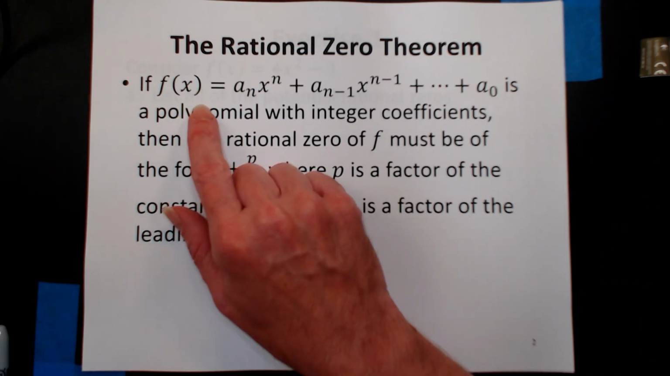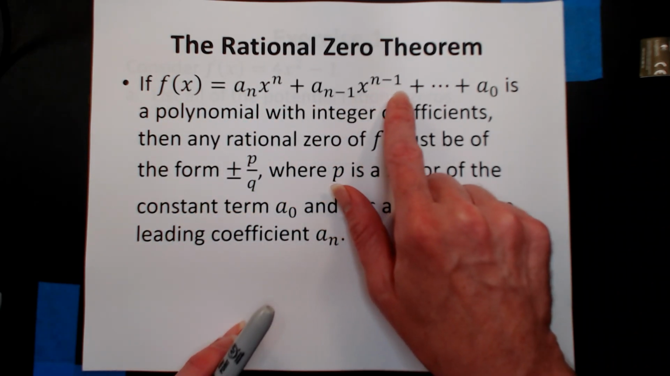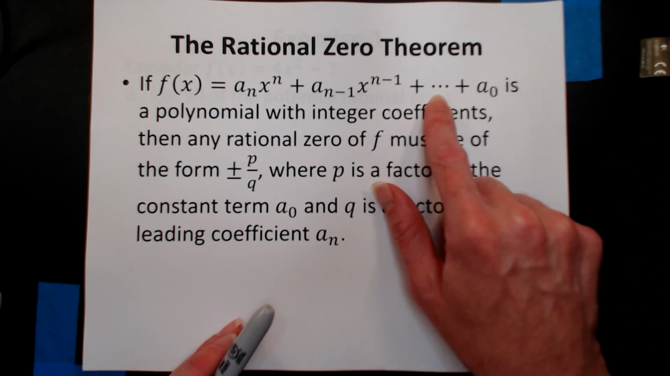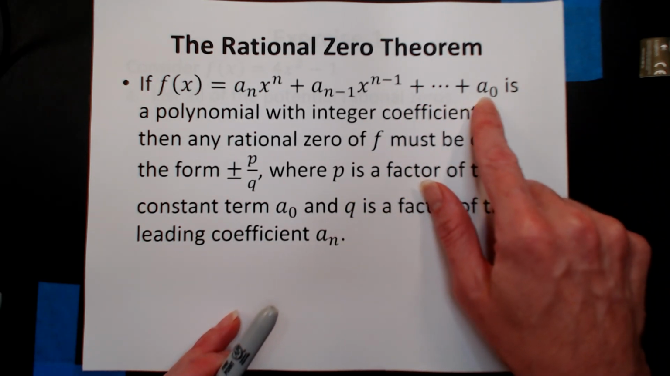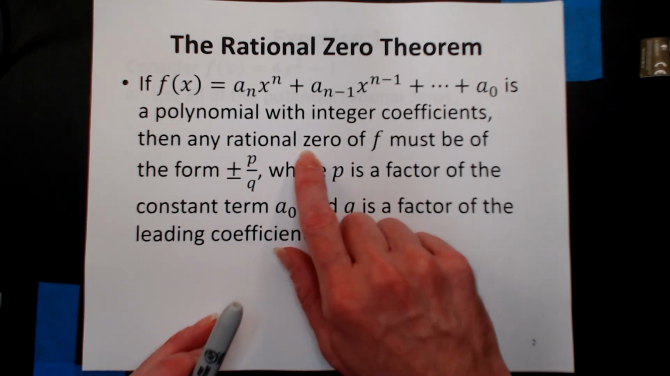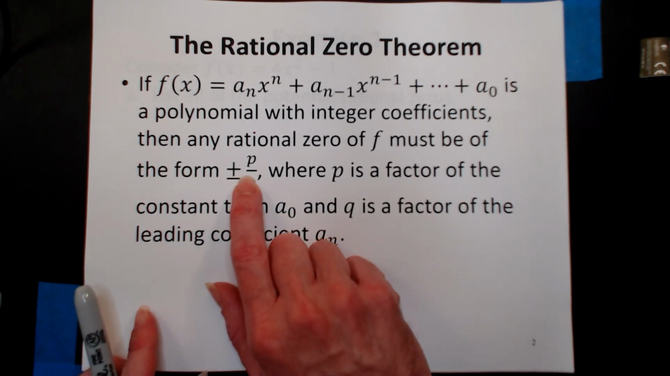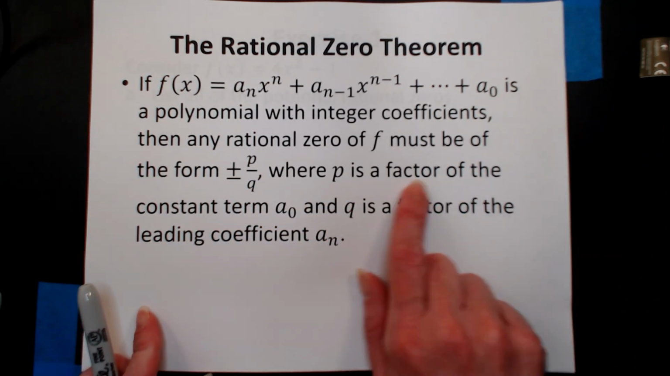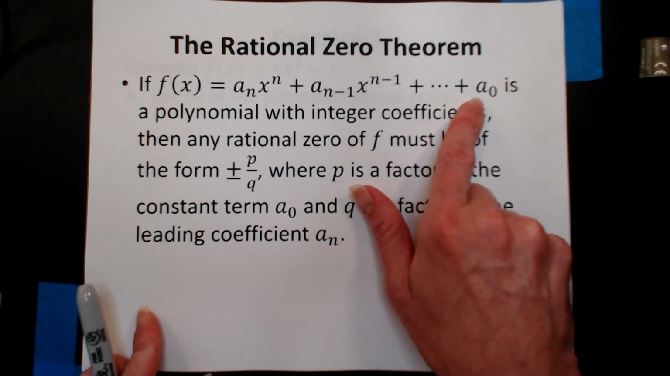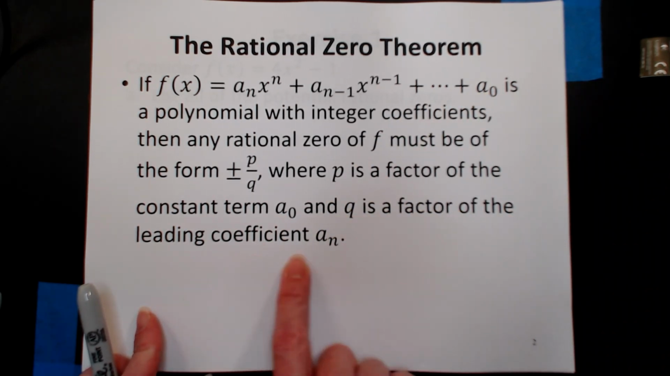If f of x equals a sub n x to the n plus a sub n minus 1 x to the n minus 1 plus, and then all your intermediate terms, all the way down to your constant term, a sub 0, is a polynomial with integer coefficients, then any rational zero of f of x must be of the form plus or minus p over q, where p is a factor of the constant term a sub 0, the last term, and q is a factor of the leading coefficient a sub n.